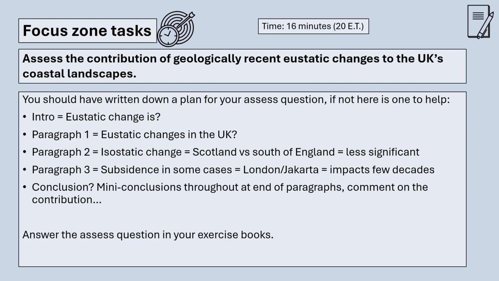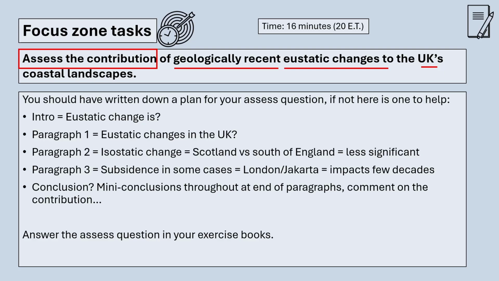So, bugging the question. Our command word is assess the contribution. So we need to consider how important something is compared to other factors. Our geographically important words are geologically recent, eustatic changes. So thinking about recent sea level change due to changes in the volume of water in oceans. Also, it's UK coastal landscapes. So we should be using case study evidence from the UK. So ignore the Jakarta reference in the plan.